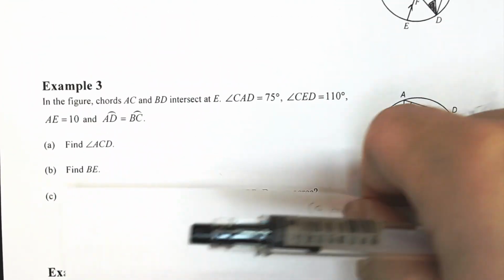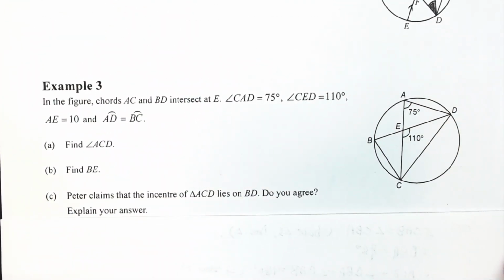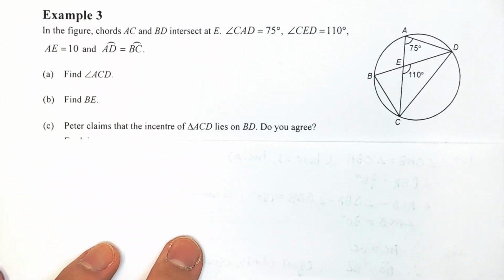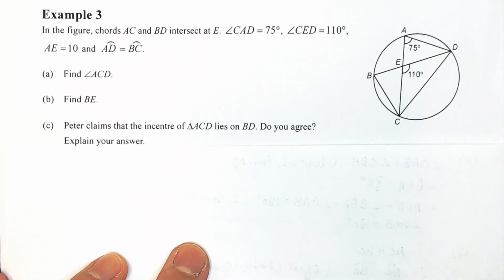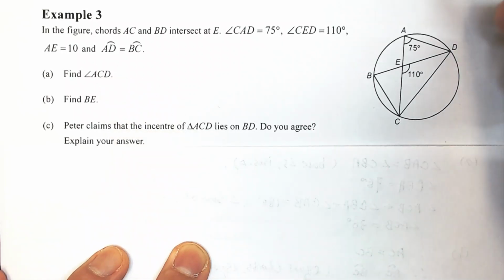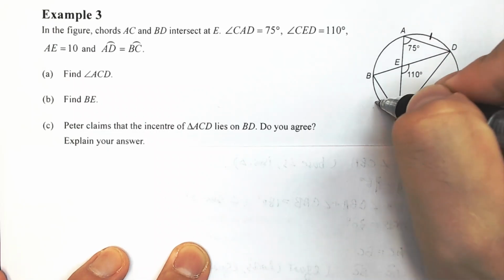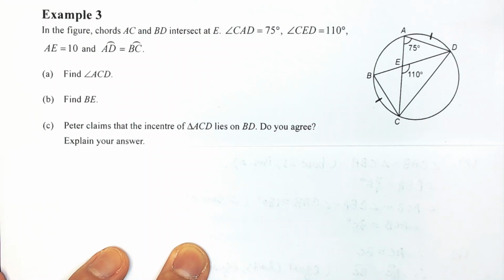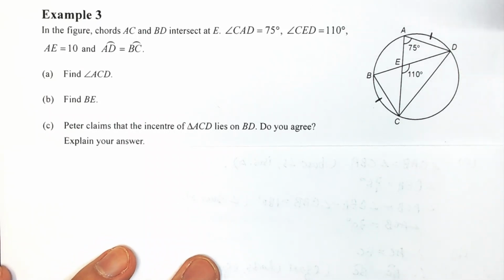And last example of this video, example 3. Okay, look at the question here. We have the arc length AD is equal to BC, and two angles with one side AE is given. Now, part A, you need to find angle ACD.